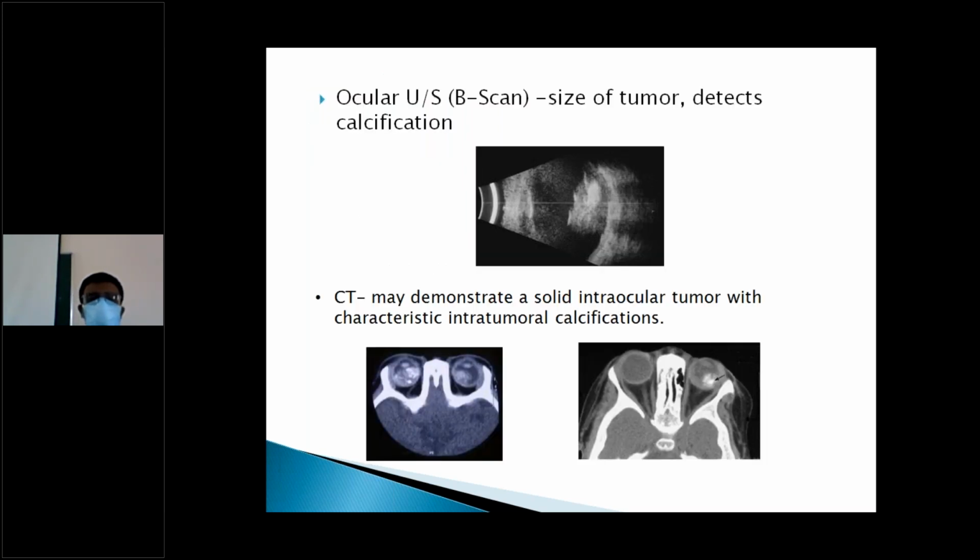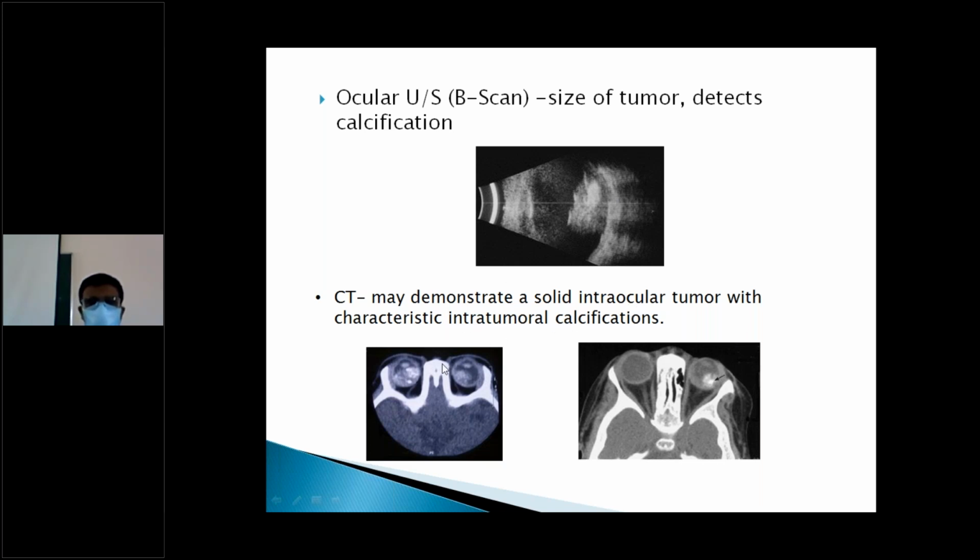This is a B-scan picture where you can see the size of the tumor and you can see the calcification here. This is the calcification. This is an ultrasound B-scan picture showing the tumor inside the vitreous cavity here. You can see the calcification of the tumor here. Ultrasound B-scan is used for measuring the size of the tumor and detecting the calcification. After general examination, you should do an ultrasound B-scan.